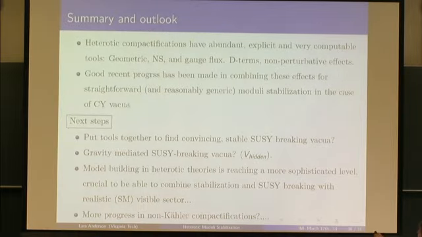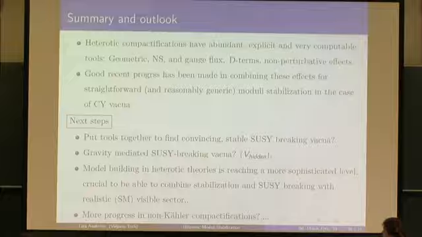We have abundant, explicit, and very computable tools. So the geometric Neveu-Schwarz and gauge flux, D terms and non-perturbative effects. So the F term lifting due to gauge flux in particular is a nice tool. Recent progress has been made in combining these for straightforward and reasonably generic moduli stabilization in Calabi-Yau vacua.